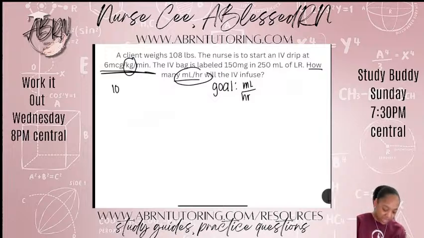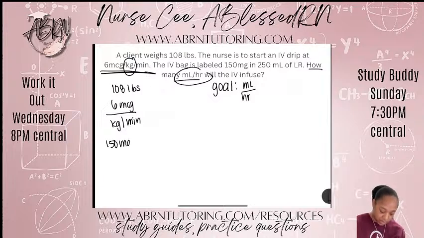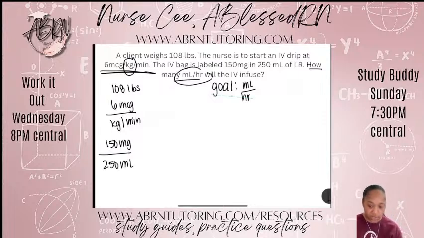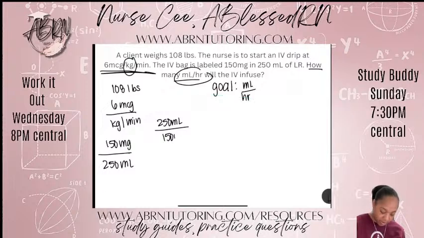So my patient's weight is 108 pounds. That's a puzzle piece. My order is 6 micrograms per kilogram per minute. And the concentration of the medicine is 150 milligrams per 250 ml. Patient, prescription, product. All right, so 250 ml is going to go first because my milliliters are on top and that's what I'm looking for. So I'm already starting out with the goal.